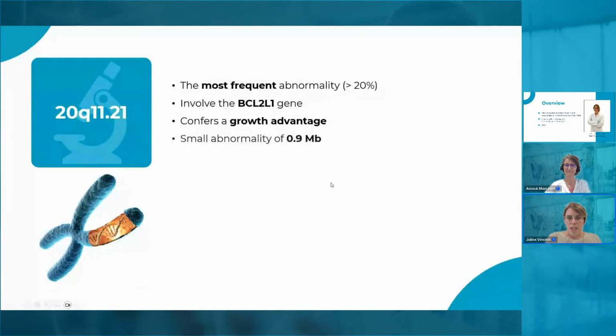Furthermore, the 20q abnormality is very small and it is not detected by G-banding, which is the reference method for the analysis of genomic stability in hPSCs. So you may miss the most frequent abnormality of iPS by using the most recognized method.